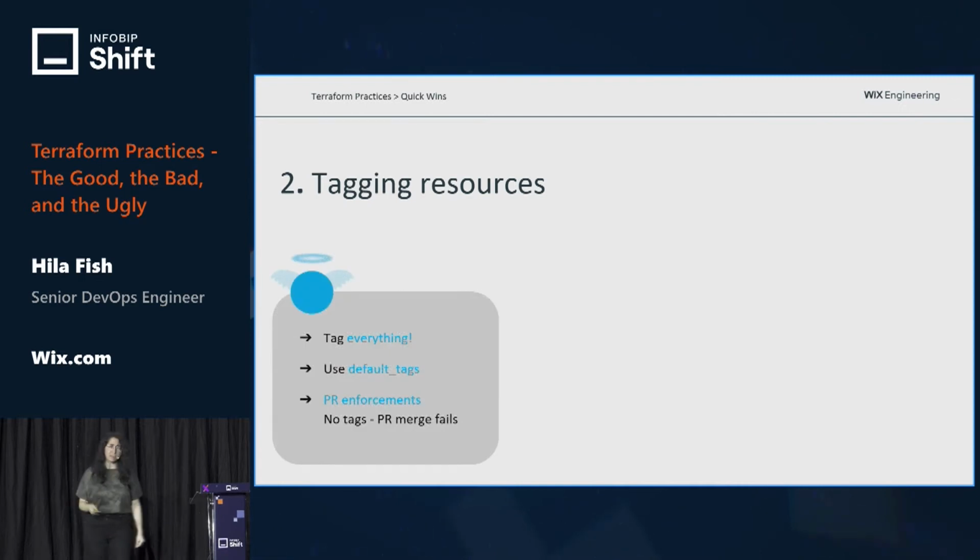So the good thing here is to tag everything that you can, use default tags as much as possible, and also PR enforcement, which I'm going to cover in a bit. These are logical checks that you can set up in a PR, so that if someone didn't add tags to the resource, then the PR will fail its merging. It's good to have, and I will cover it in a bit.